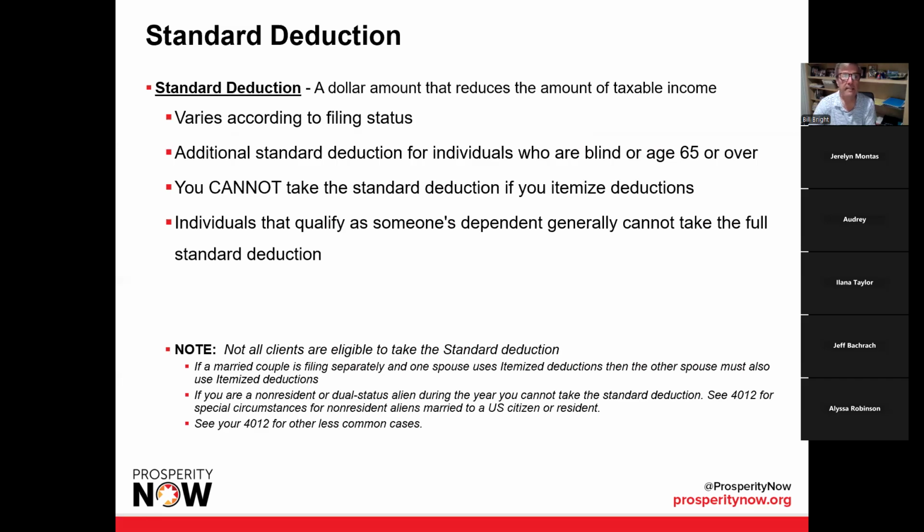Again, the standard deduction is a dollar amount that reduces the amount of taxable income. It varies according to your filing status. There can be additional money taken as a standard deduction if you're over 65 or blind. Again, if you do itemize, you can't take the standard. And generally, if you can qualify as someone else's dependent, you can't take the full standard deduction.